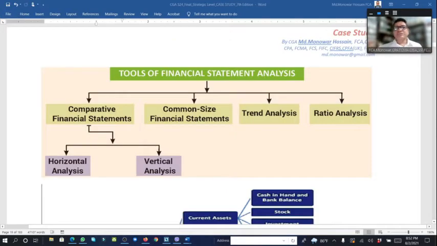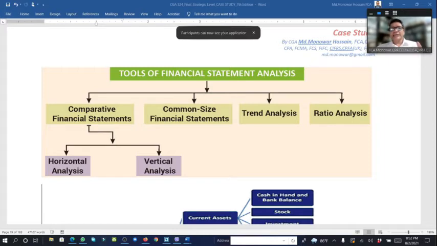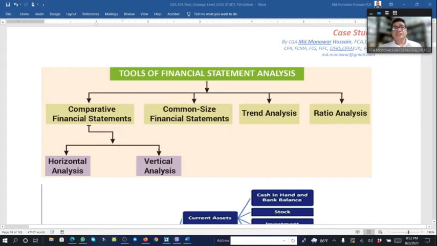And here, if you see the tools of financial statement analysis, sometimes we use the comparative financial statement. That has two types: one is horizontal analysis, another is vertical analysis. In the same way, common size financial statement analysis, trend analysis, and ratio analysis. These are the vital components of financial statement analysis that will help in our case study.